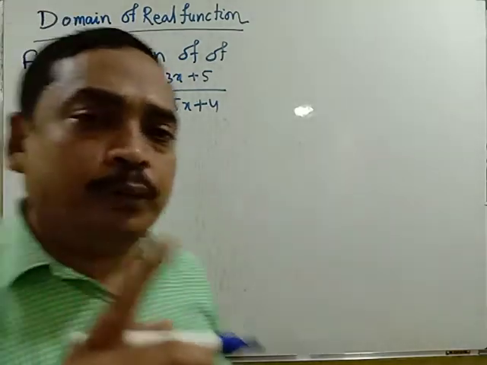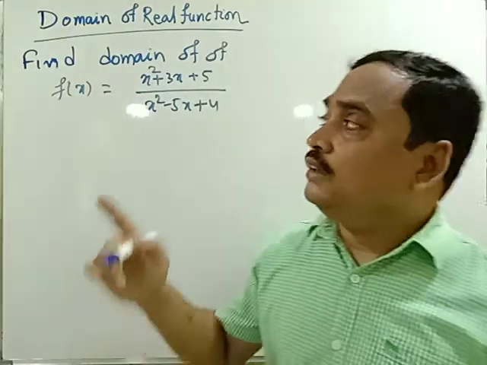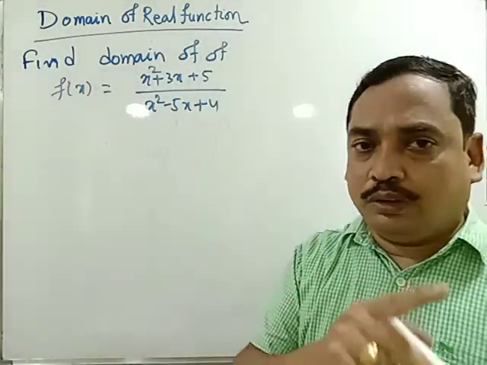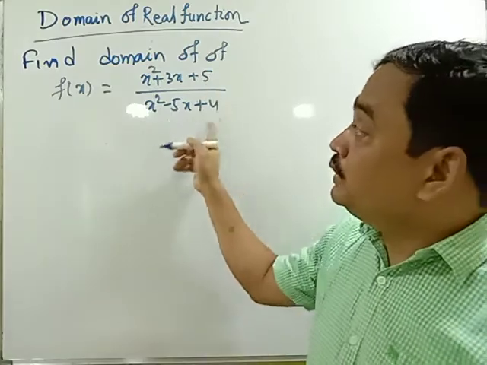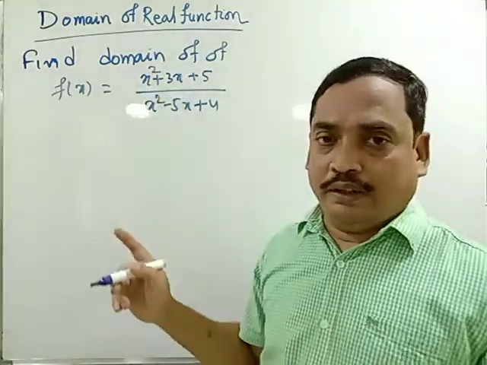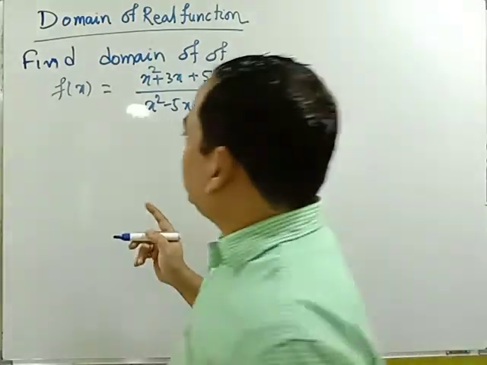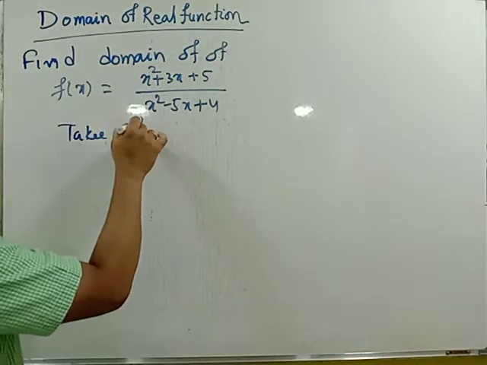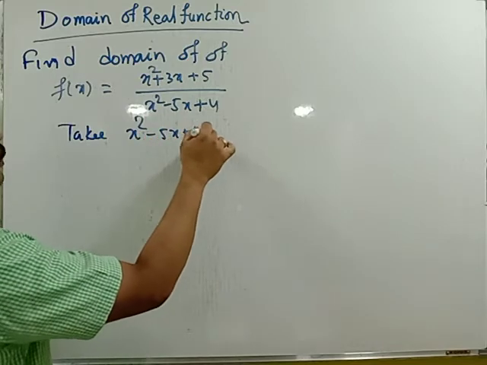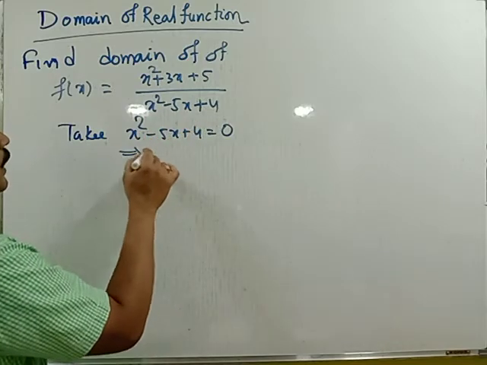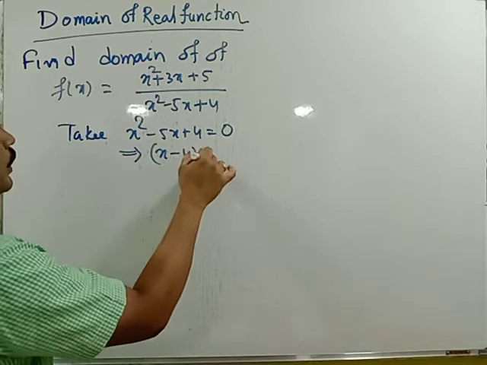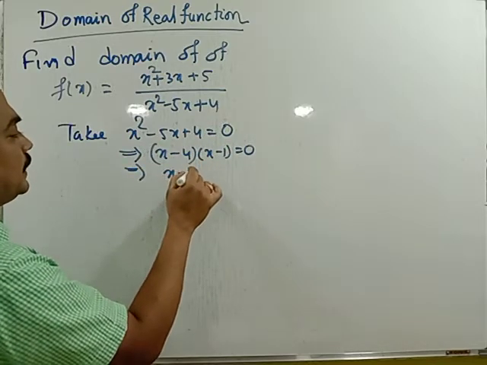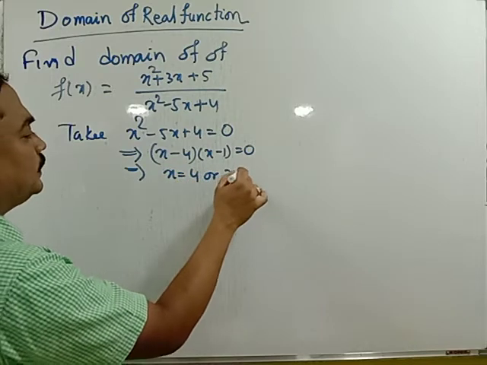Students, for a polynomial function in rational form, take the denominator equal to 0. Why? Because if it is 0, then it will not be defined. So take x square minus 5x plus 4 equal to 0. You get x minus 4 into x minus 1 equal to 0, which implies x is equal to 4 or x is equal to 1.